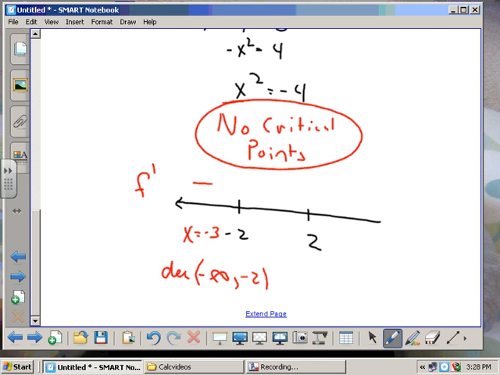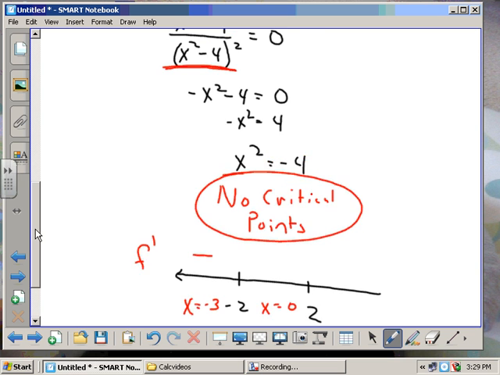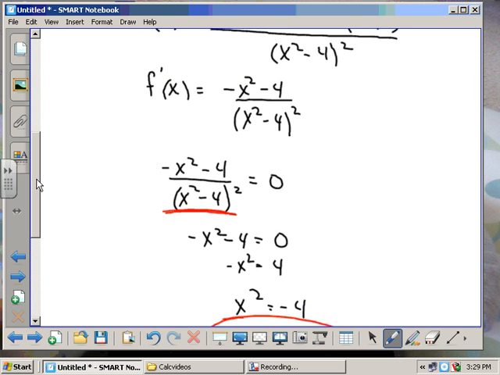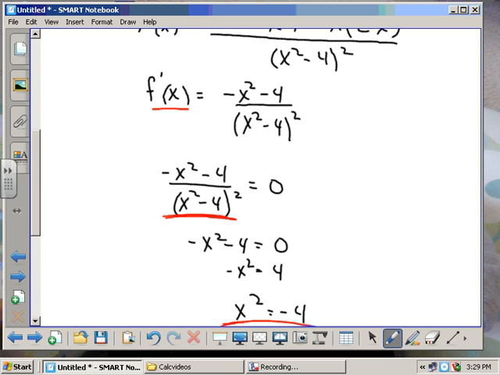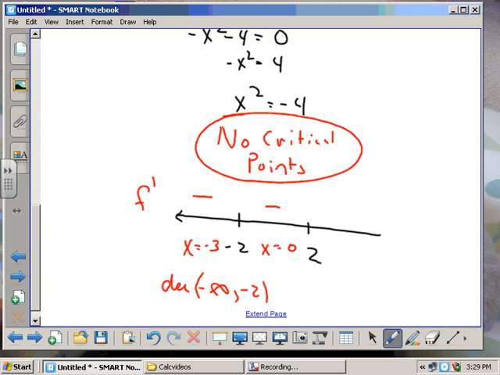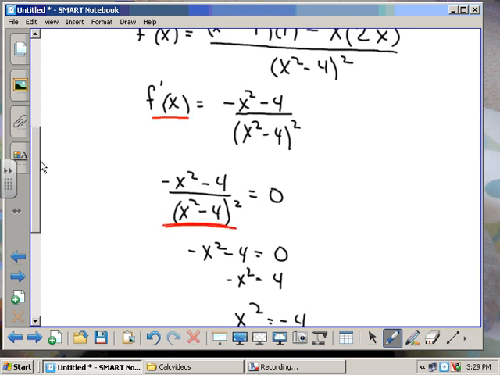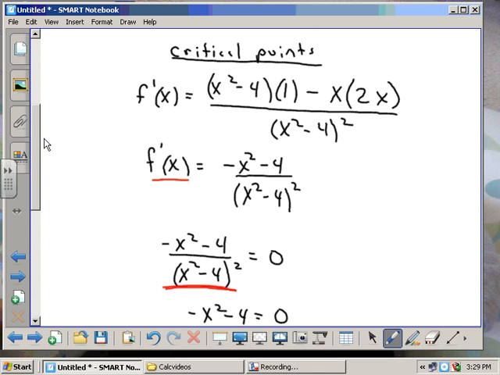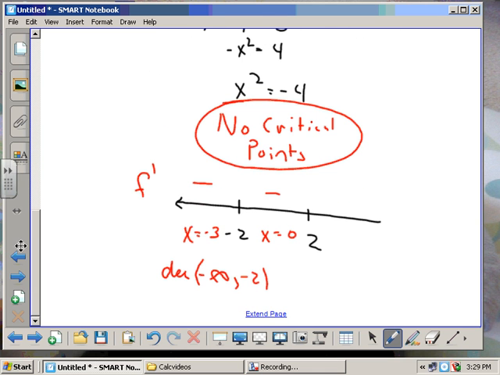Plug in a value between negative 2 and 2. Pick 0. Again, going back to my first derivative, once again, looks like we have a negative. And then going to 2, plugging in 2 to my first derivative, once again, we are negative. So we're decreasing over every interval.